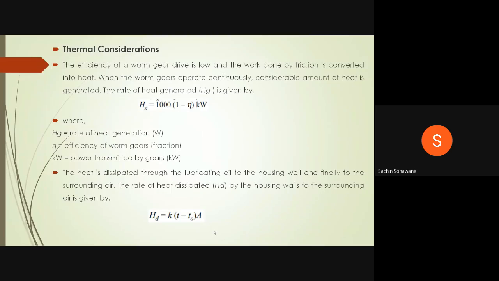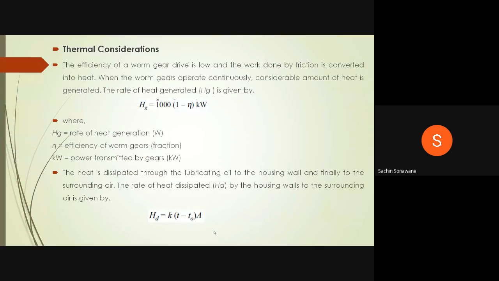The efficiency of a worm gear drive is low and the work done by friction is converted into heat. When the worm gears operate continuously, a considerable amount of heat is generated. The rate of heat generated Hg is given by Hg is equal to 1000 into (1 minus eta) into kilowatt, where Hg is the rate of heat generation in watt, eta is the efficiency of worm gears in fraction, meaning less than 1, and kilowatt is the power transmitted by gears in kilowatt.